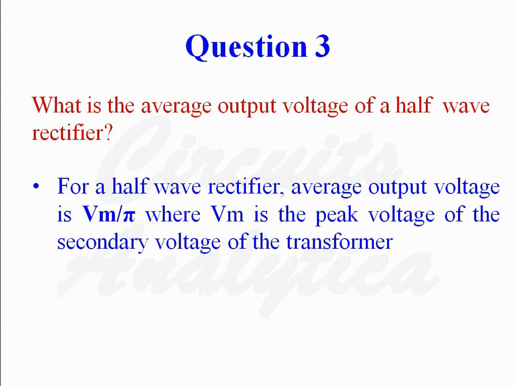What is the average output voltage of a half-wave rectifier? For a half-wave rectifier, average output voltage is Vm by pi, where Vm is the peak voltage of the secondary winding of the transformer.